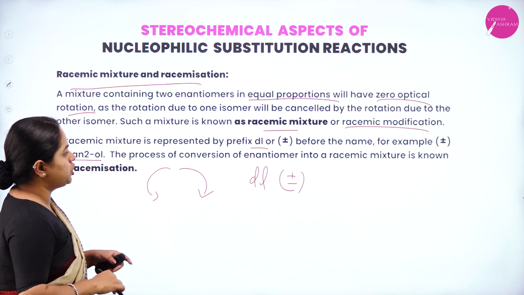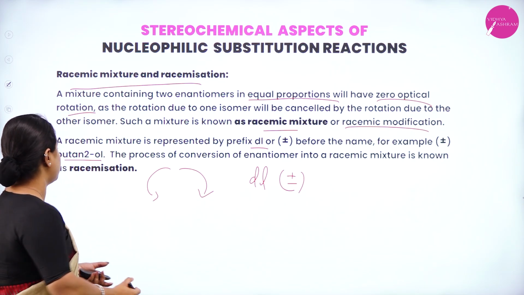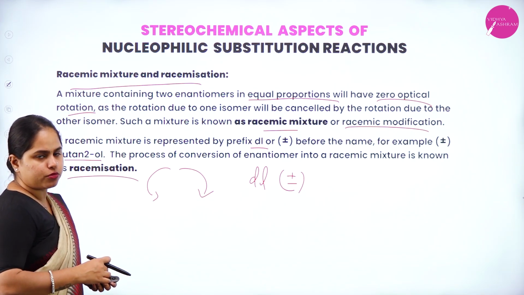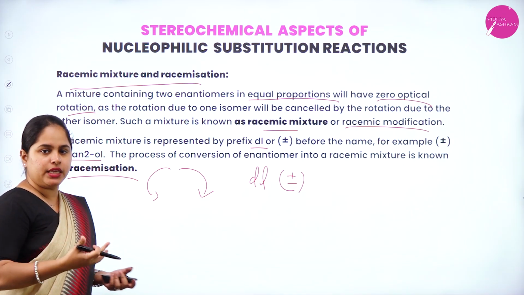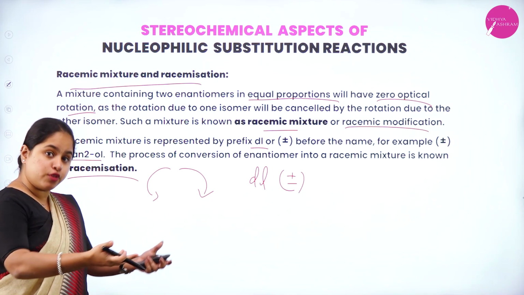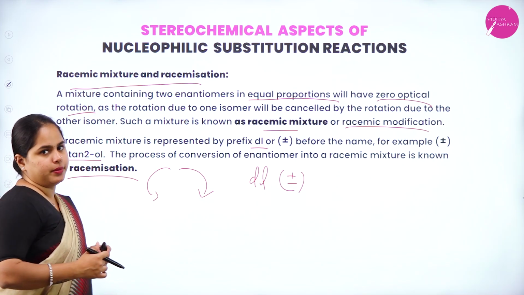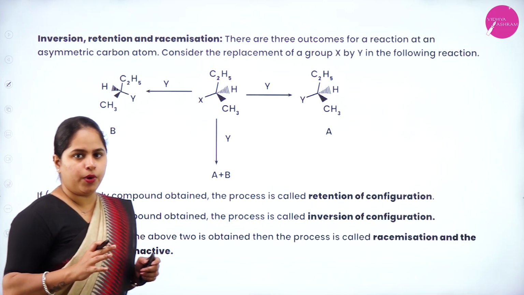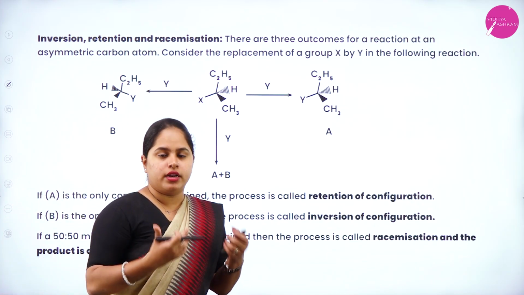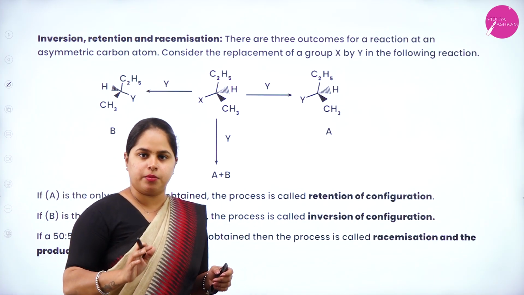The process of conversion of an enantiomer into a racemic mixture is called racemization. So what is a racemic mixture? It is clear. This process of making a racemic mixture from its enantiomers is called racemization. Now, let us understand using a compound how inversion, retention and racemization take place in detail.